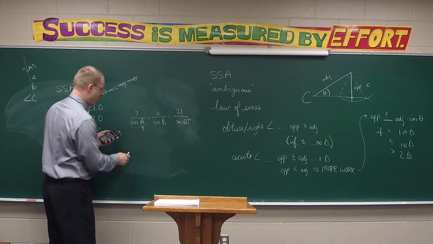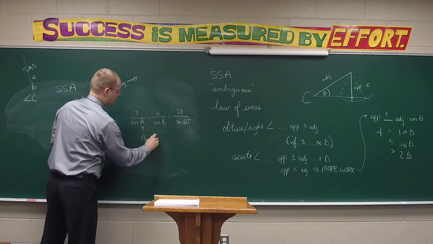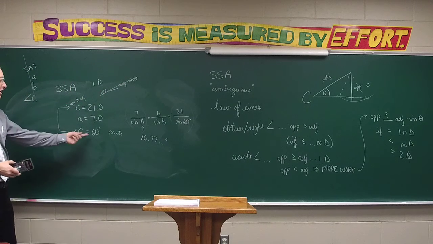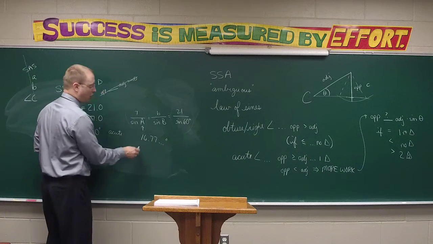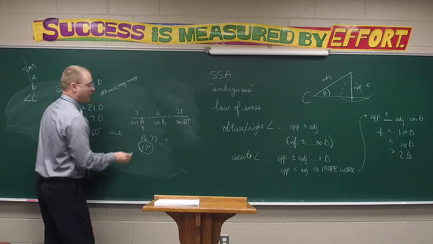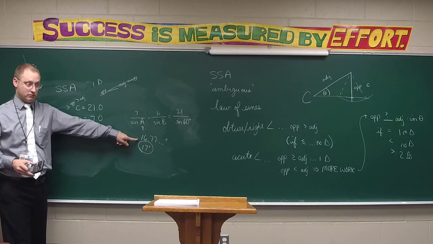Yes, good, I'm in degree mode. What do we get for angle A, class? 16.77. Good, 16.77 degrees. Now, their angle is 1 sig fig, but I said we're always going to have at least 2 sig figs, so we'll call our angle 17 degrees. However, I'm going to use this exact number to get what next?